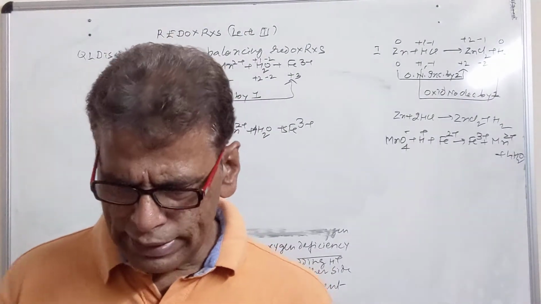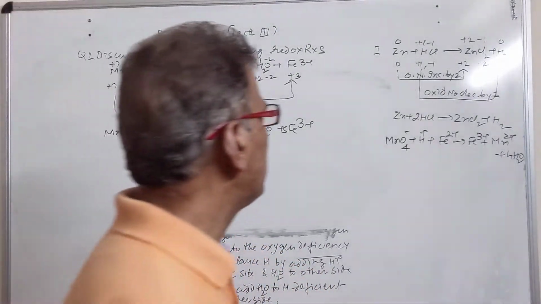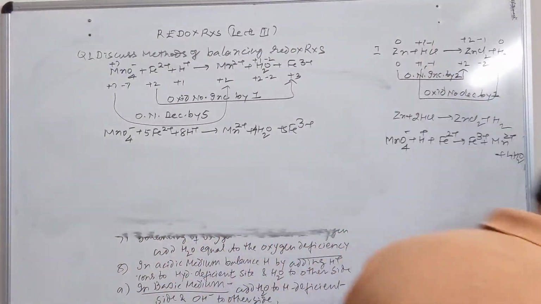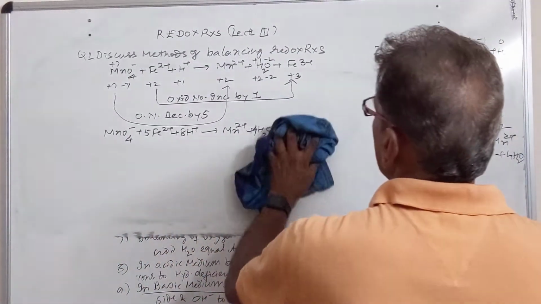Then we come to the second method, that is the ion electron method or half reaction method of balancing the redox reaction.